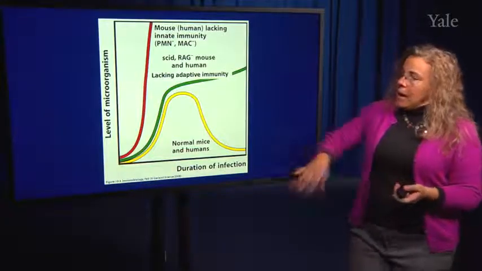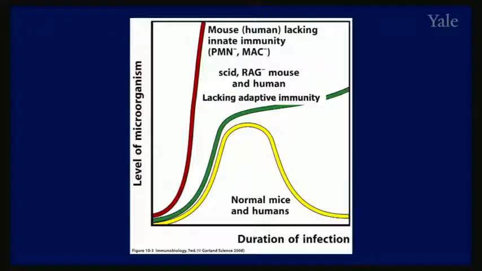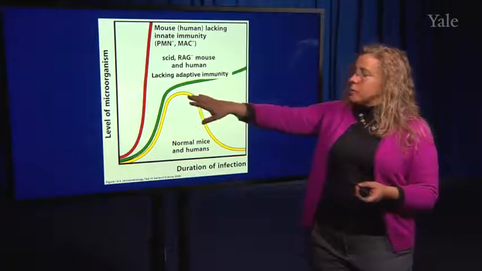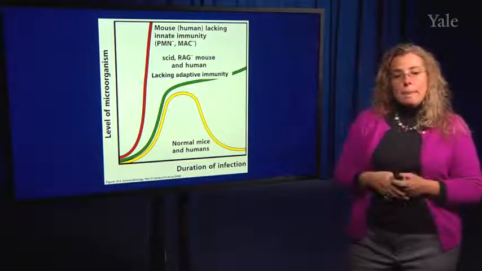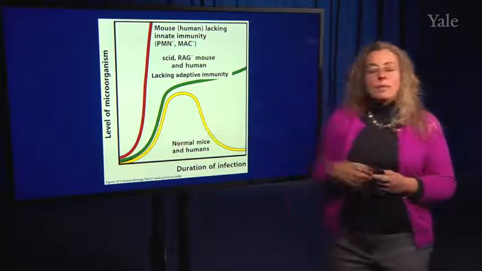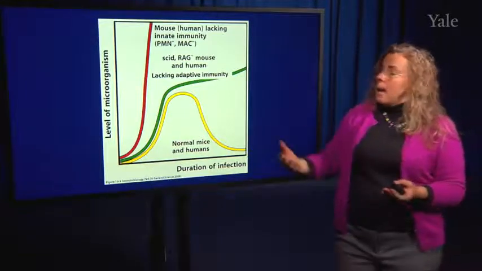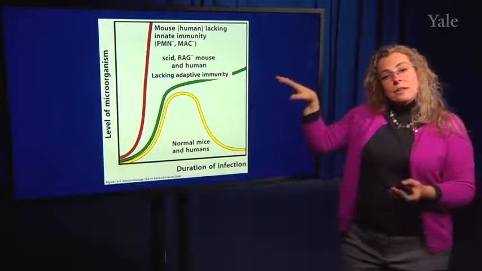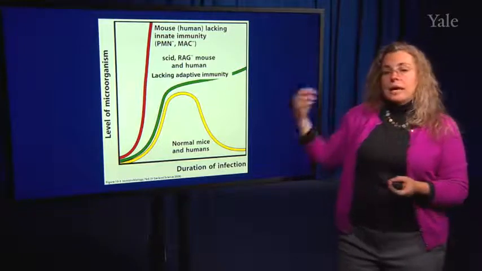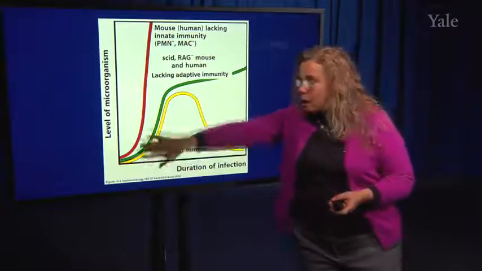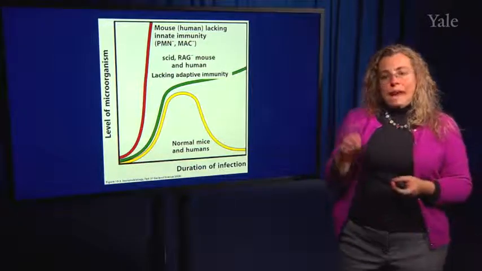Now, in normal mice or in people, if they have a normal immune system, they'll have a microorganism that they're infected with. It will start to grow up, the immune system will start to take care of it, and it will go away. If you're lacking adaptive immunity, the beginning control of the pathogen is not affected. But since without adaptive immunity, the pathogen will just stay consistent in your body because you can't eliminate it. However, without an innate immune response, very quickly the pathogen grows out of control.